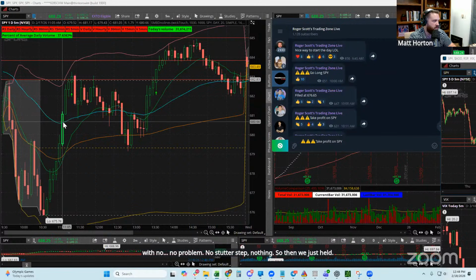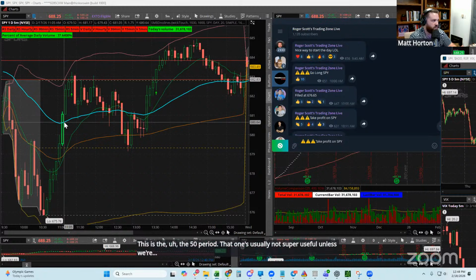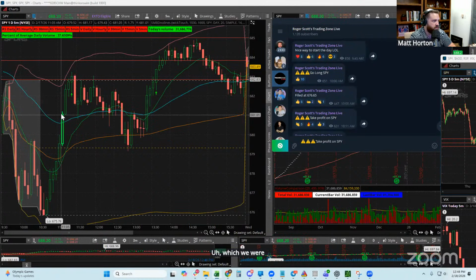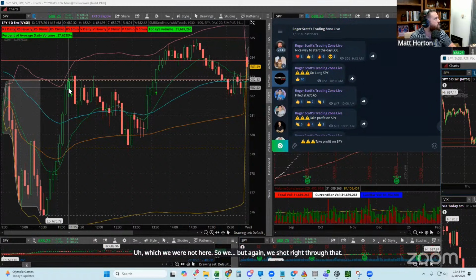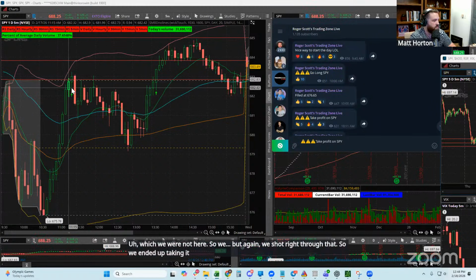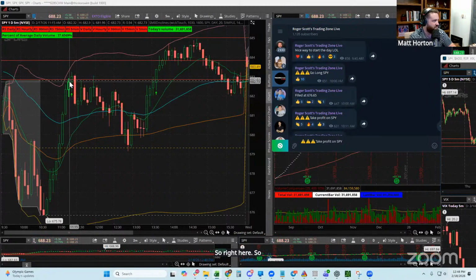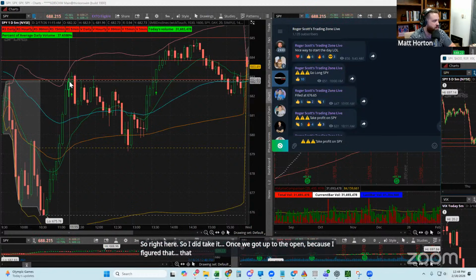This is the 50 period. That one's usually not super useful unless we're in a consolidative state, which we were not here. But again, we shot right through that. So we ended up taking it at 11:15, right here. I did take it once we got up to the open because I figured that resistance was probably going to have some sellers there. So we took it here.